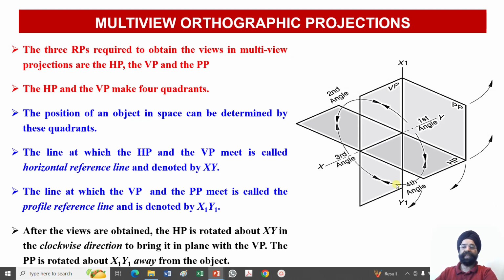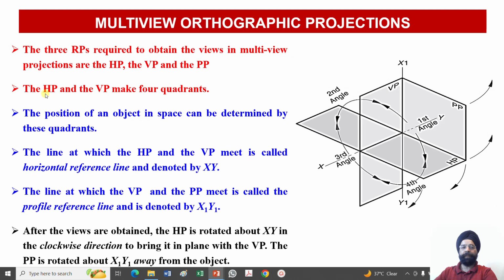We should all remember that projections are never drawn in the second and fourth quadrants, that is, the second angle and fourth angle projection methods. Projections are always drawn when we assume the object is lying either in the first quadrant or in the third quadrant. We will learn the reason for this in a little while. So we are going to discuss the first angle projection method as well as the third angle projection method, whereas the second angle and fourth angle methods are not used.